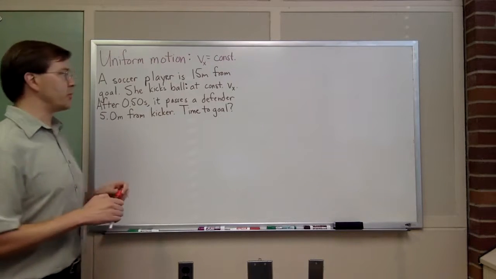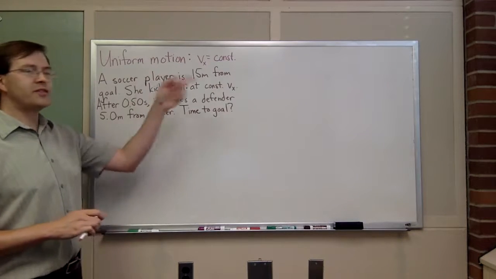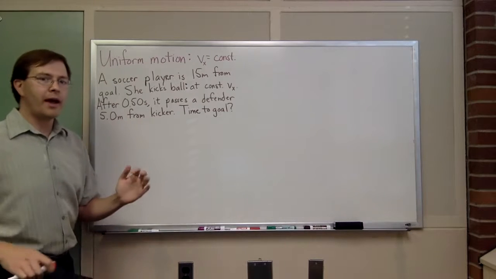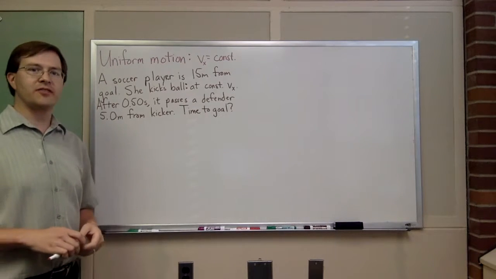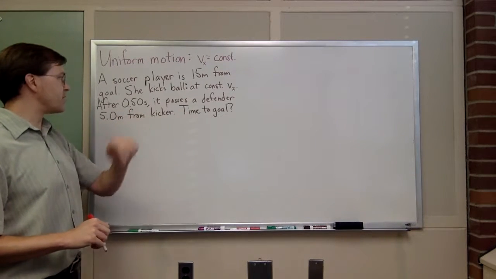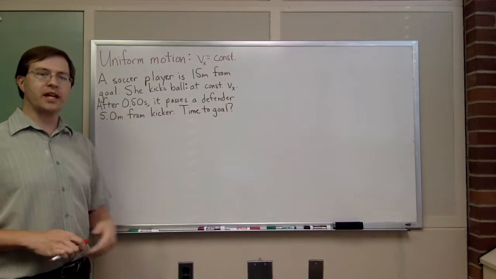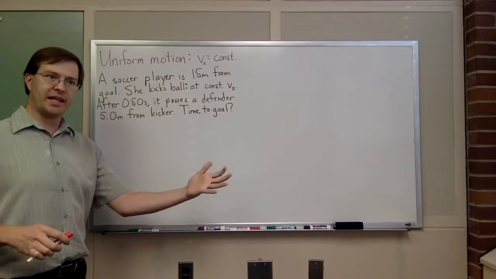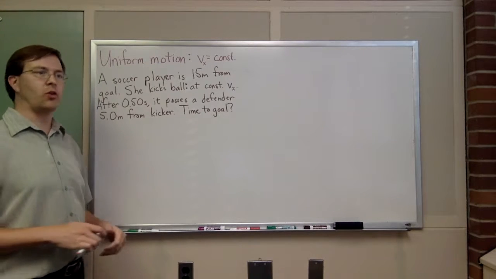First step is we read the problem. A soccer player is 15 meters from the opponent's goal, and she kicks the ball, and after it leaves her foot, it moves at constant velocity across the field. We're making approximations here. After half a second, 0.50 seconds, it passes by a defender who is 5 meters away from the kicker. And the question is, how long does the goalie standing at the goal have to block the ball before it enters the goal?